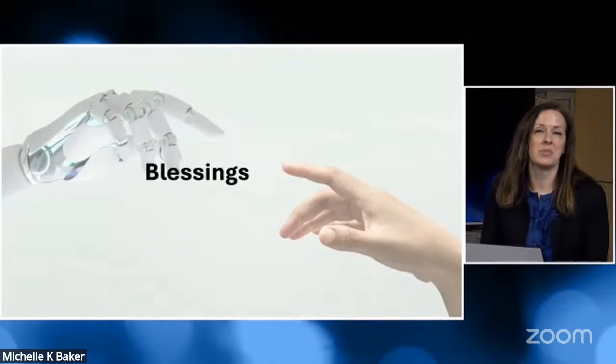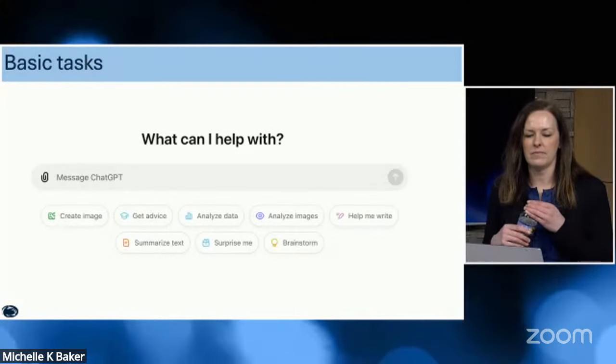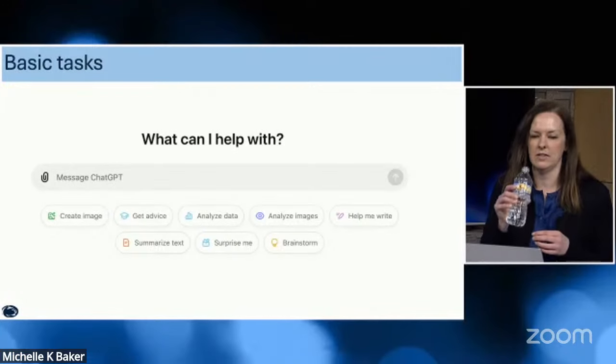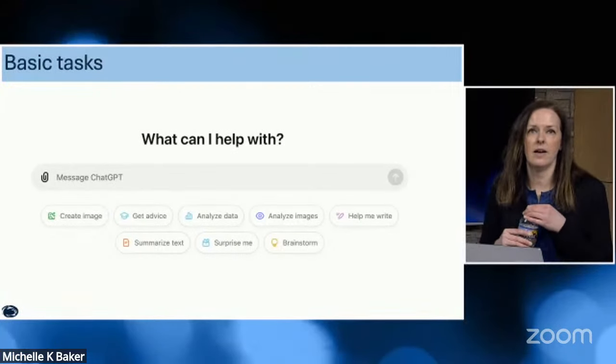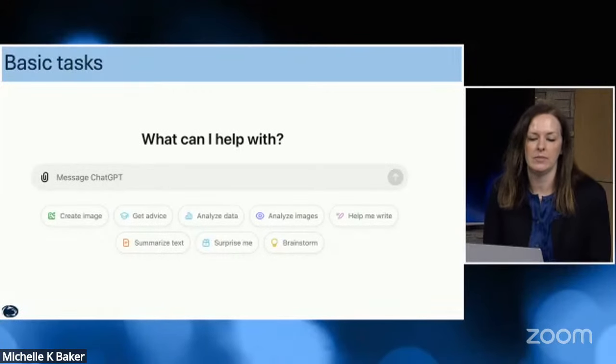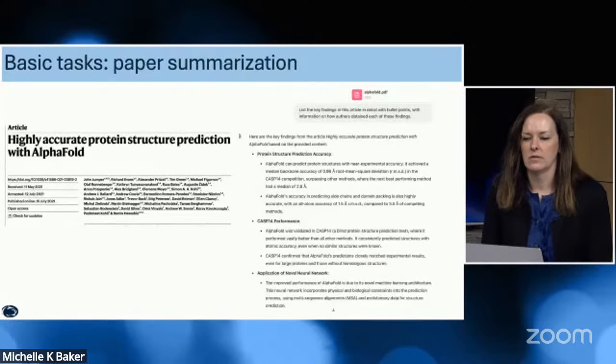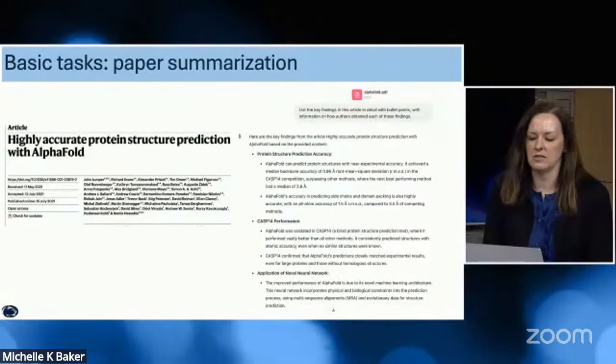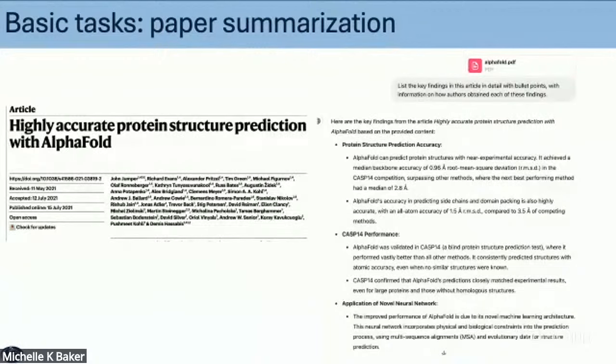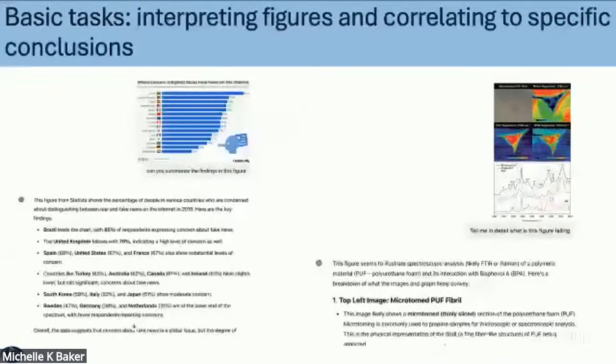So now I'm going to talk a little bit about some blessings, or really exciting advancements and things that we can do. Next week I'll be opening up ChatGPT. You'll be able to see how to use this, how to prompt some basic prompts to get what you're looking for, hopefully. Basic tasks: it's going to help you with so many things. It can create an image. It can help you brainstorm. It can help you create an outline. It can help you write or analyze an image. It can summarize papers, which could be incredibly helpful if you're in my field and you want to write a lit review, and you can have 10 or 15 papers summarized for you, and it saves a lot of time. It can interpret figures and correlate specific conclusions.